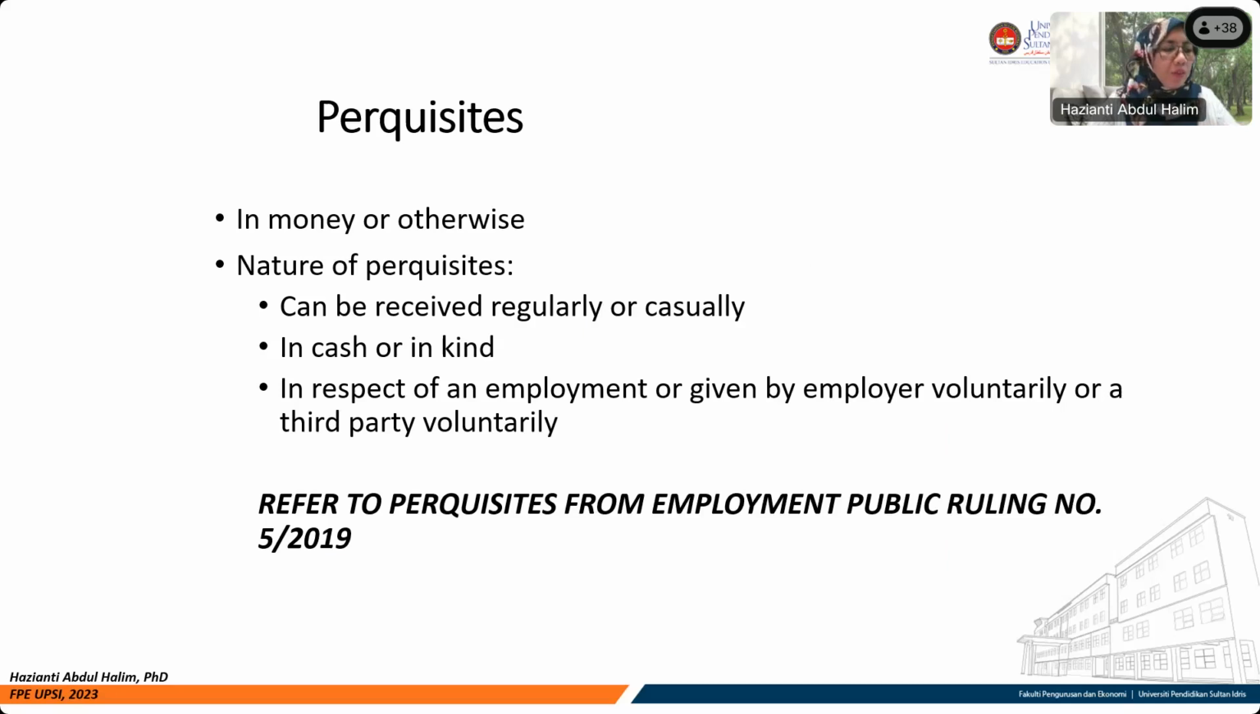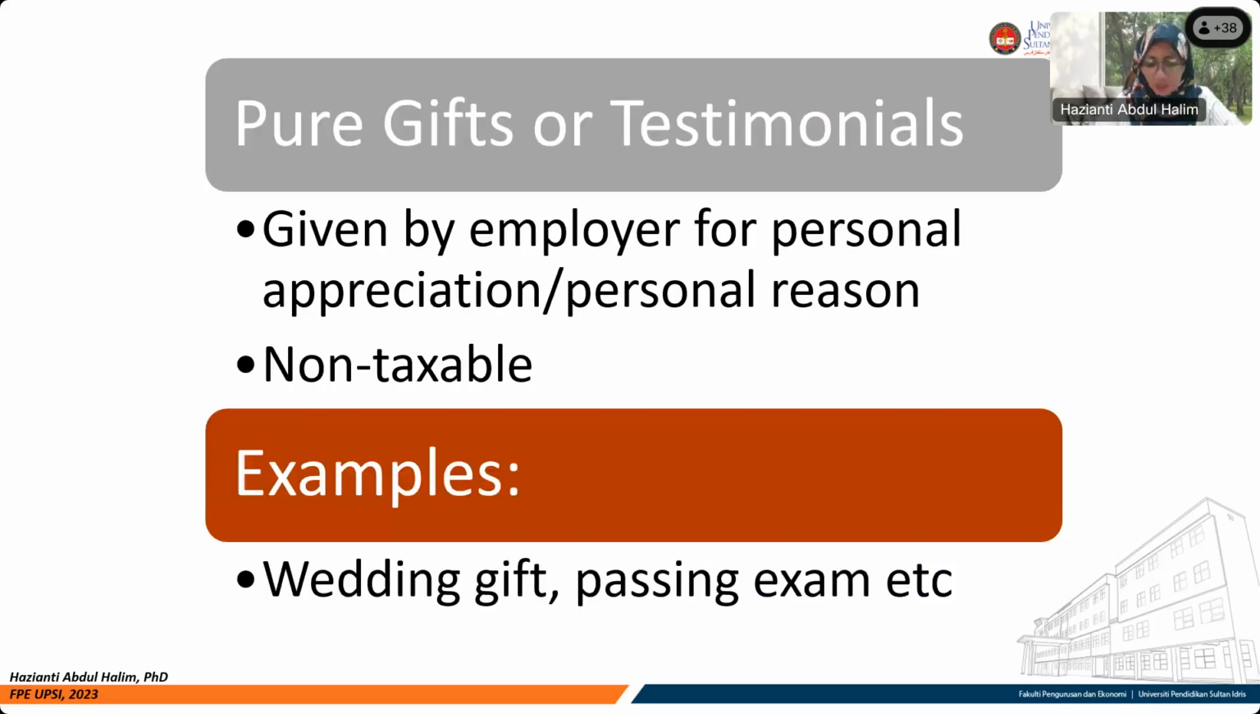So you can refer to my guru, I already uploaded the public ruling for perquisite. We have public ruling number 5/2019. So PR is public ruling. In it there are the different types of perquisites, so you can read there. My notes are not enough, so you have to refer to the public ruling. In it there are details and examples.